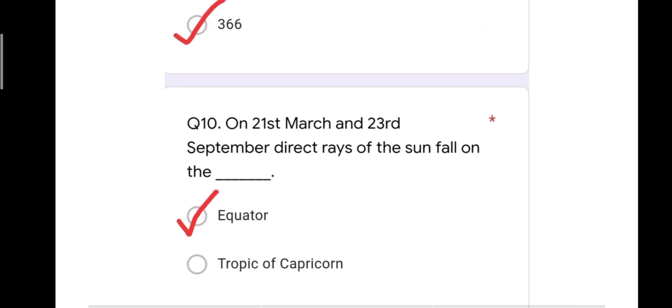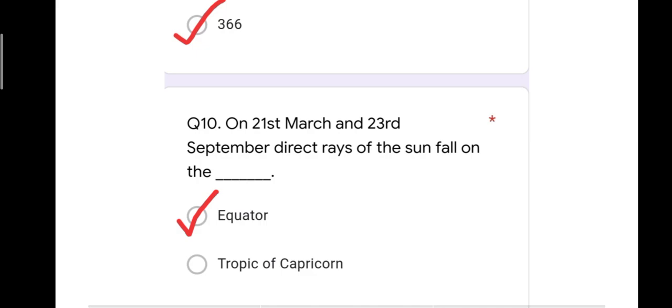Now the last question, question number 10. On 21st March and 23rd September, direct rays of the sun fall on the dash. The two options were equator and Tropic of Capricorn. So children, on 21st March and 23rd September, direct rays of the sun fall on the equator. So equator is the right answer.